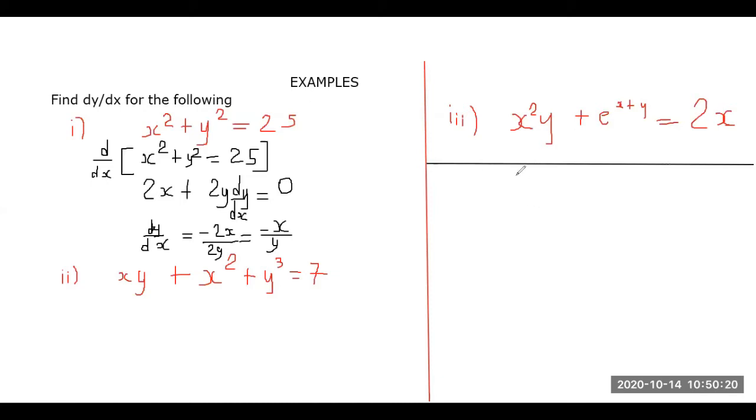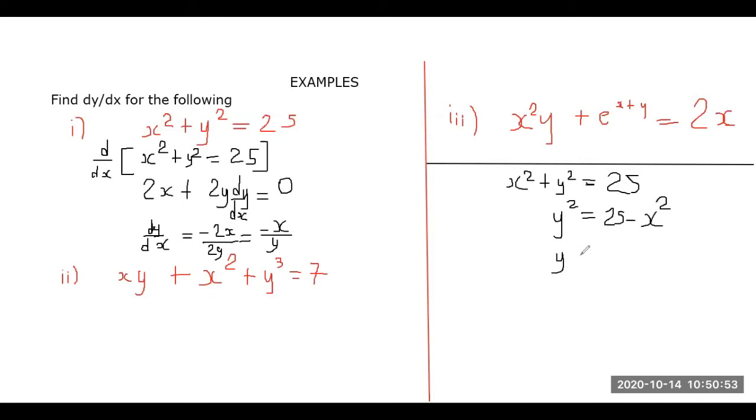So I'm just going to do it right here. Now imagine we had x squared plus y squared is 25, right? And so what we could have done is said, all right, y squared will equal 25 minus x squared, right? So y squared is 25 minus x squared.